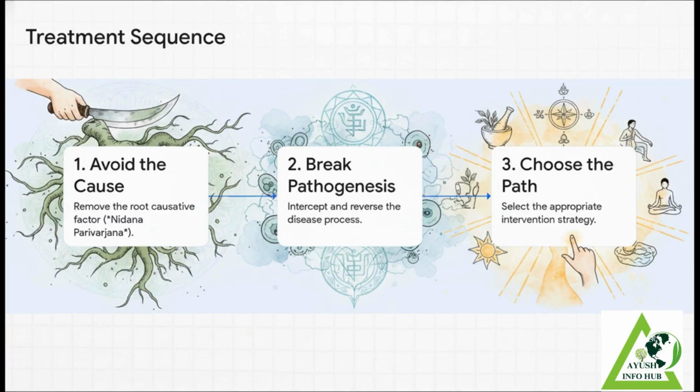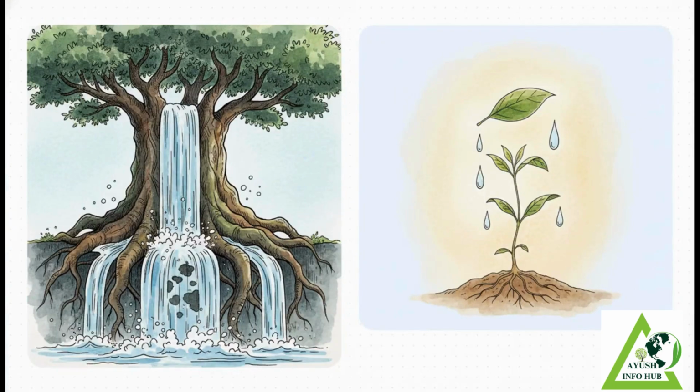Step 2, actively break the disease process that's already in motion. And only then, once you've done that, do you move to step 3. Choose the right path forward. Now this choice of path, this is a critical decision point in the algorithm. It's a fork in the road.